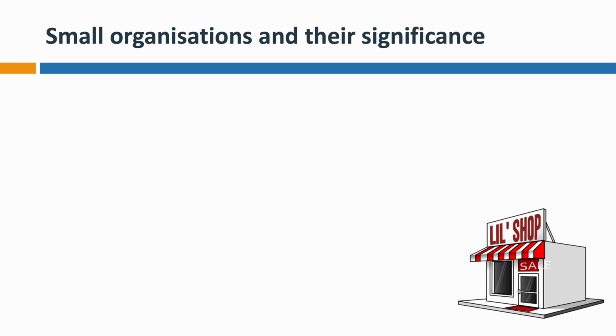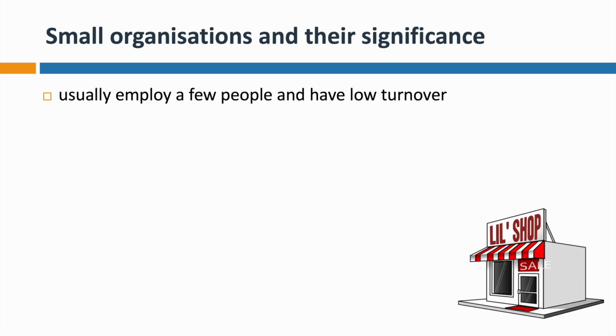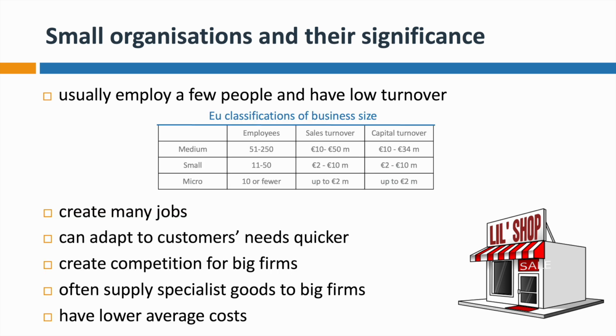Now, so far we've talked about big businesses and growth and evolution. And so in a way you might think perhaps small organizations aren't significant. Well, here my task is to actually explain to you that small organizations are very significant. They usually employ few people and have low turnover. However, small businesses create many, many jobs because there's a lot of small businesses, and it's that quantity that actually makes small businesses the main employer of people.